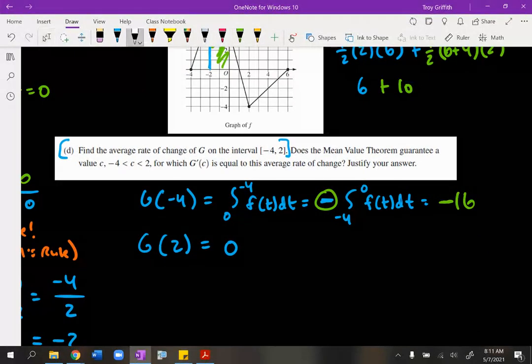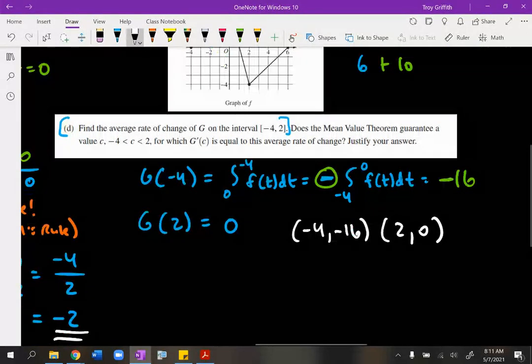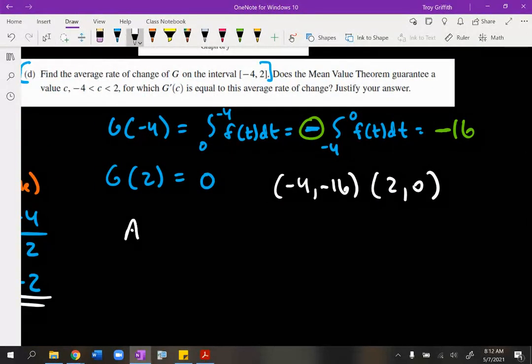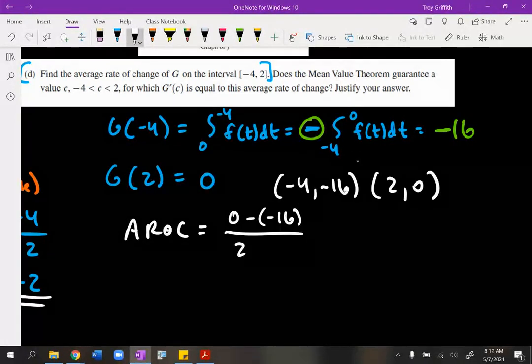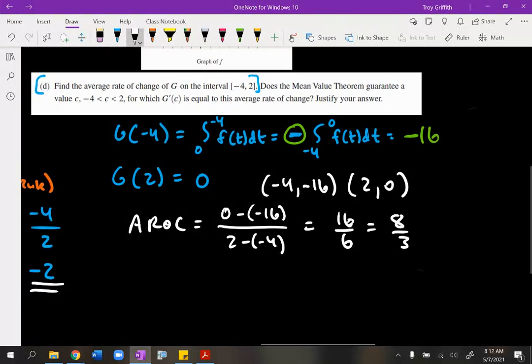So basically what we have here is we're trying to find the average rate of change from (-4, -16) to (2, 0), okay? And average rate of change, remember, is just a slope. So the average rate of change here is going to be 0 minus -16 divided by 2 minus -4. So that's 16 over 6, which is fine. Or you could say 8/3 if you'd like. And now, does the mean value theorem guarantee a value c for which g prime of c is equal to this average rate of change?